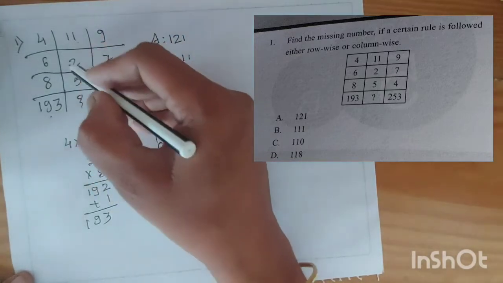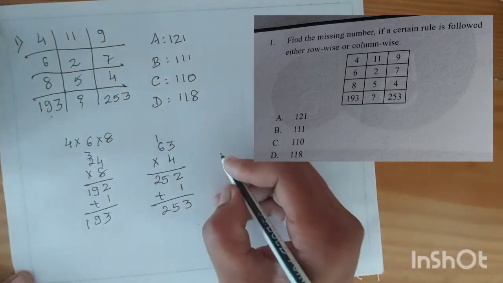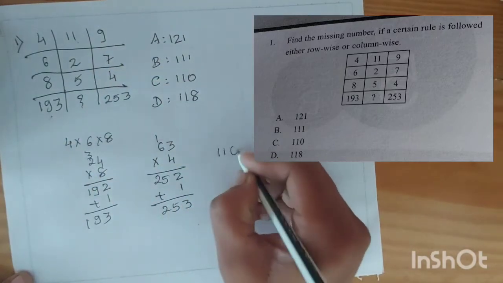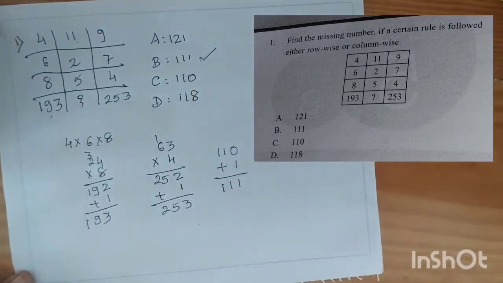So which number will come over here? That is 11 into 10. 11 10s are 110 and plus 1, that is 111. So this will be the correct option. Fine.